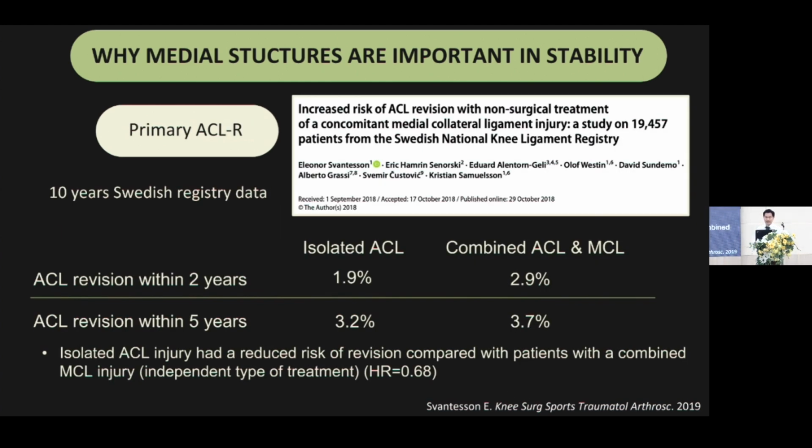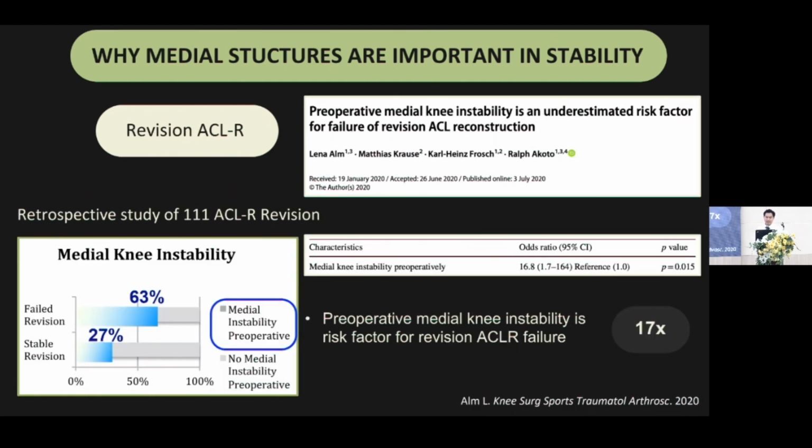From the primary ACL data, patients with combined injury also have a higher likelihood of failure of the operation. And in revision ACL, patients with medial knee instability have 17 times more risk of failure.